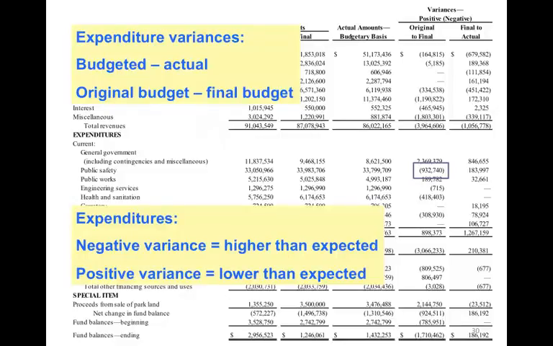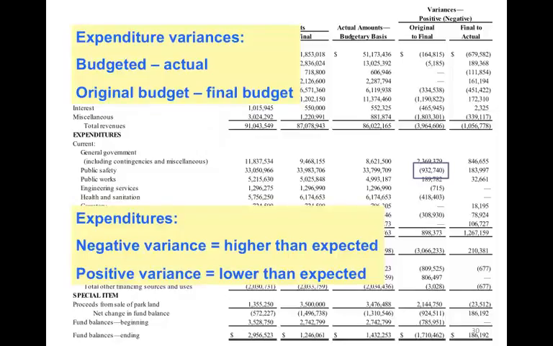A negative variance, when they spent more than they were expecting, could mean that they didn't tightly control spending, which is a bad thing, I suppose. Or it may be that there was a new need that had to be met. So that's not necessarily a bad thing. So you need to take the value judgment out of this a little bit.